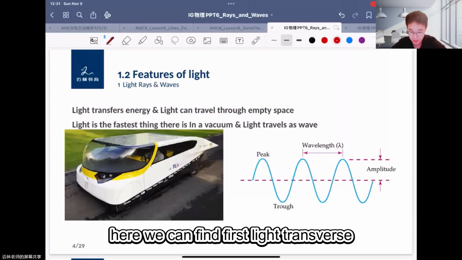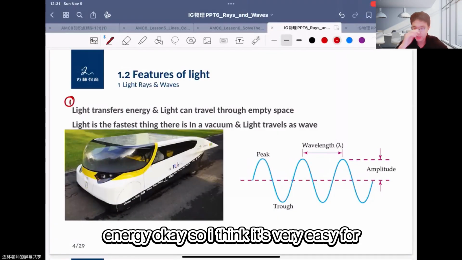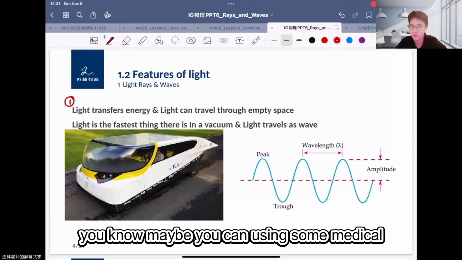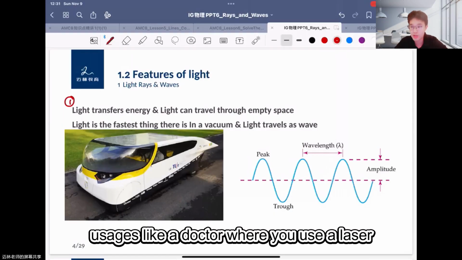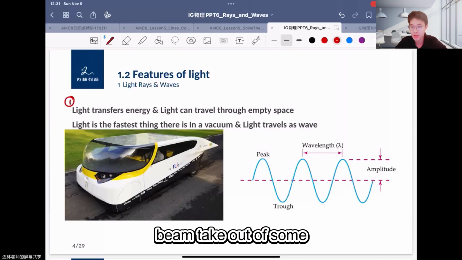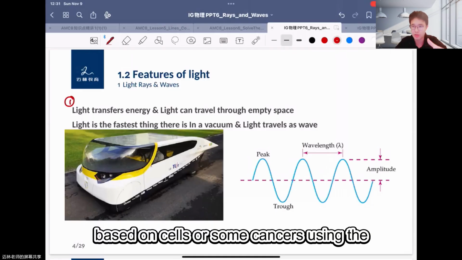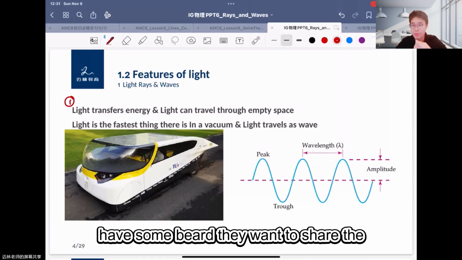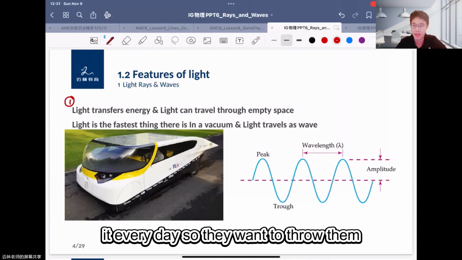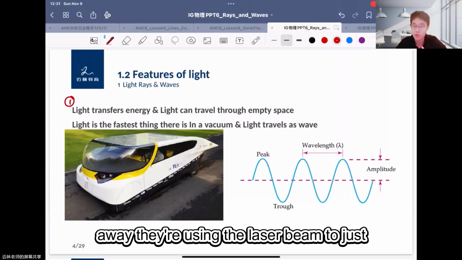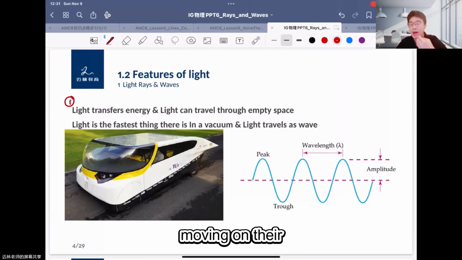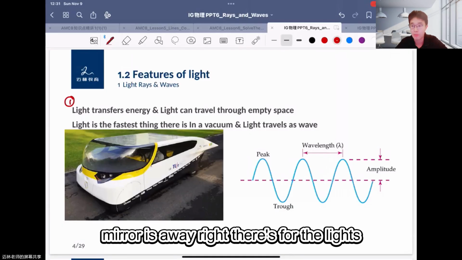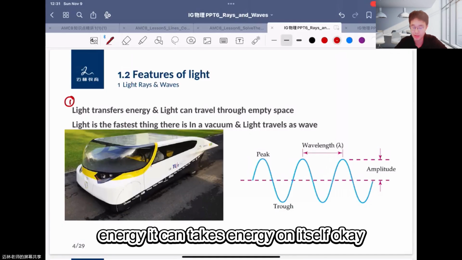First, light transfers energy. I think it's easy to understand, because laser beams can be used in medical applications. A doctor will use a laser beam to cut off some cells or some cancers. Or some people have a beard and want to shave it, but it's very hard to shave every day, so they use a laser beam moving on their skin, and their beard is gone. Therefore, light transfers energy. It can carry energy.